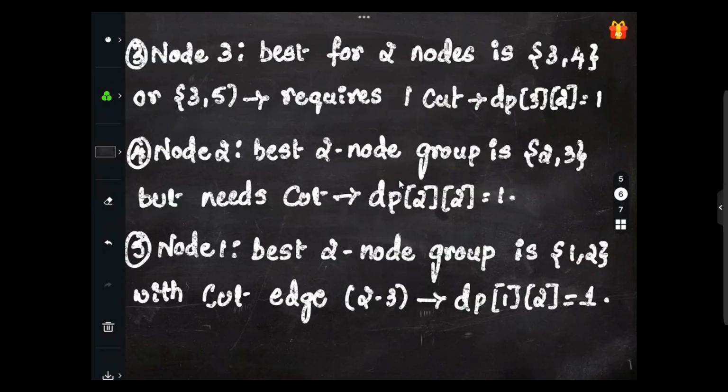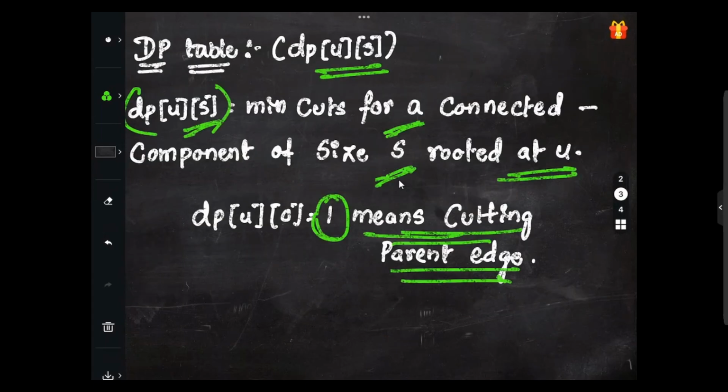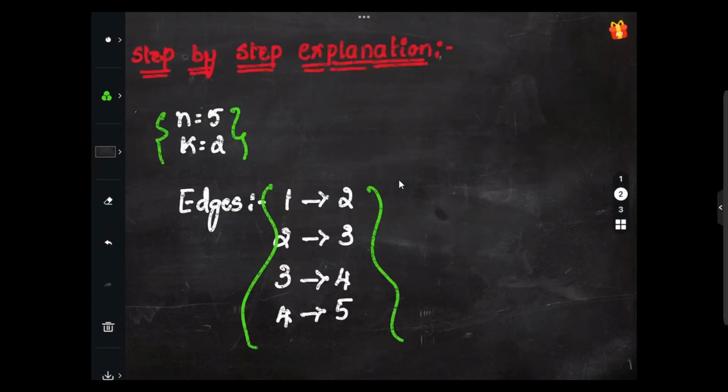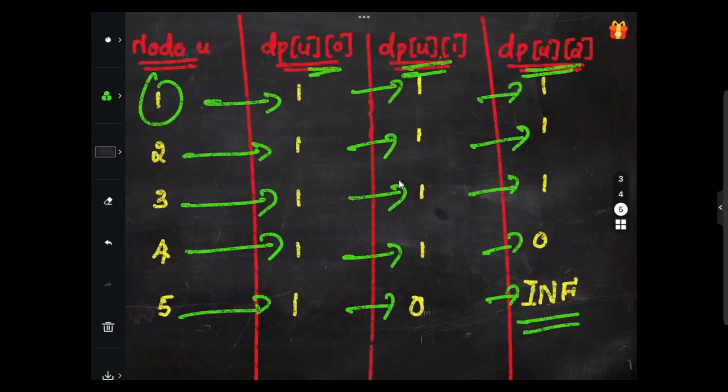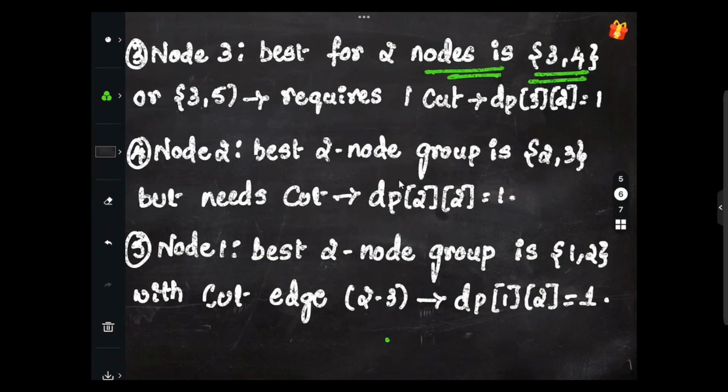Now we have to consider node 3. Node 4 comes with node 5 as well, then we go with 3. This is best for two nodes, nothing but 3 and 4. We have 1 to 2, 2 to 3, 3 to 4, and 4 to 5. 5 is a standalone node, quite obviously. For node 3, we'll consider the group 3, 4, or we can consider 3, 5 as well.